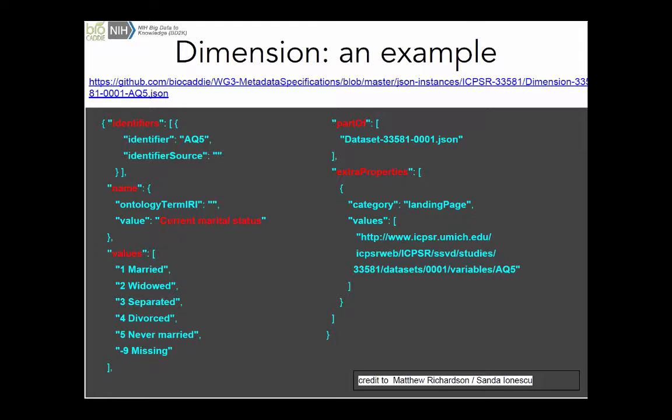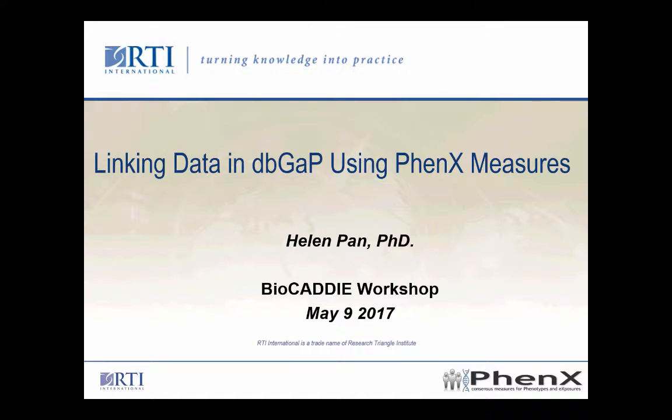So today I'm going to share with you the work that we did of linking data in dbGAP using PhenX measures. Okay, so first a few introductions. PhenX is a catalog of recommended standard measures for phenotype and environmental exposures for use in biomedical research. It's being recommended in more than 200 NIH funding opportunity announcements. And dbGAP is an NIH data repository for studies with genotype data.